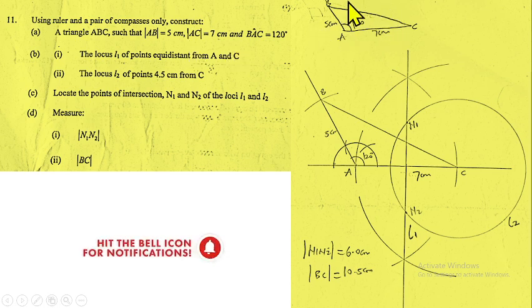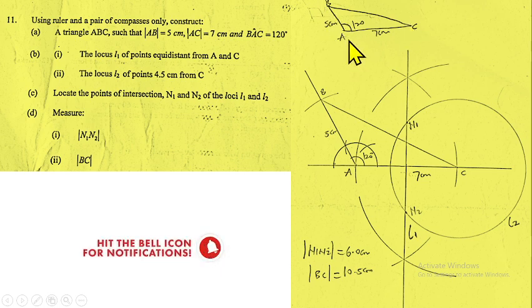So if you sketch it, you are supposed to get something like a triangle like this. How? Your AC is 7 centimeter, because you're having triangle BAC. So A is supposed to be at the center. So you have triangle BAC.